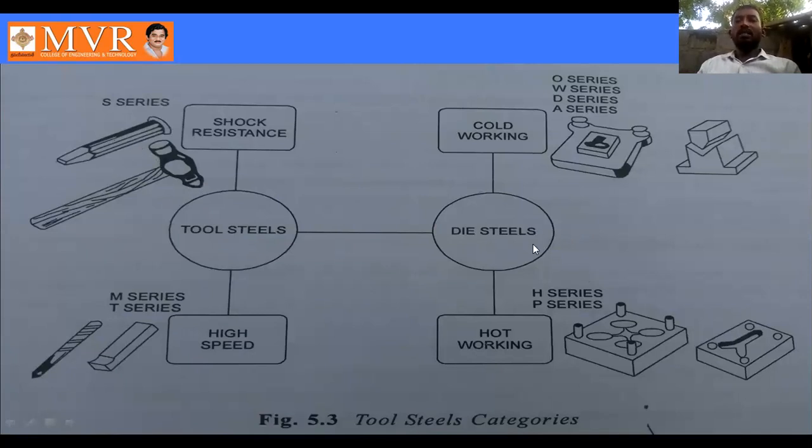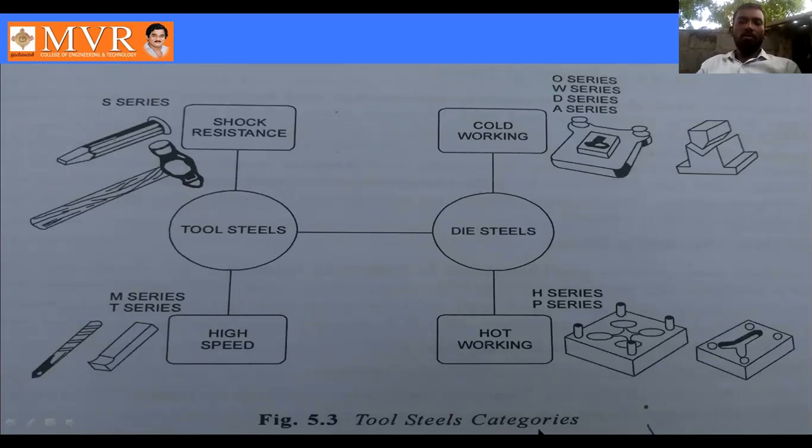Next are the die steels. Die steels are used to make hot working dies and cold working dies. Cold working dies are the O series, W series, D series, and A series. Hot working dies are the H series and T series. So these are the applications of tool steels and die steels.